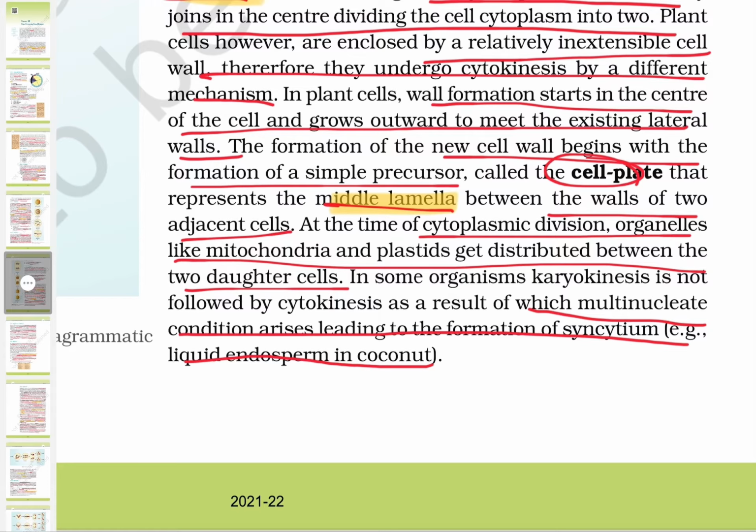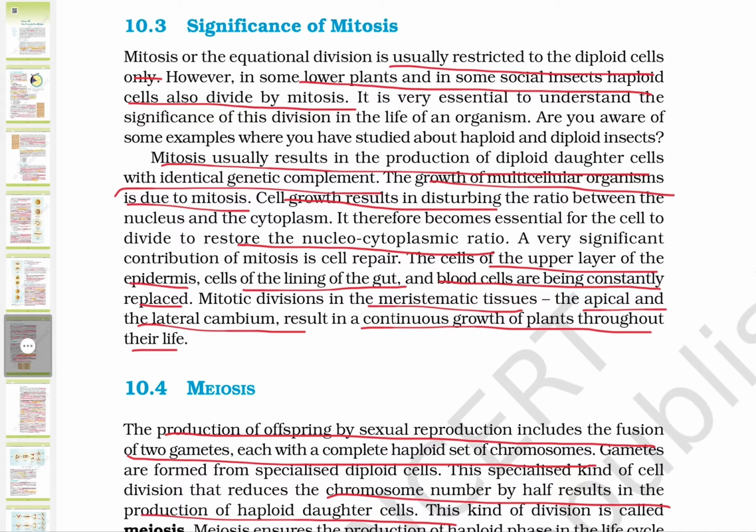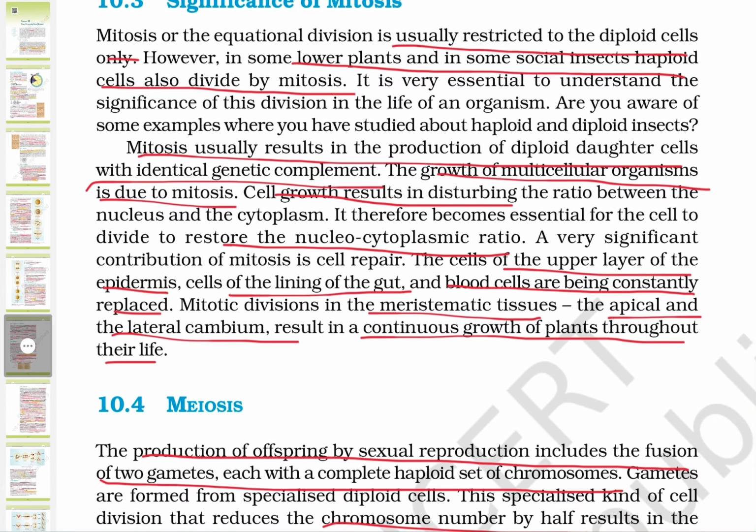Mitosis is usually restricted to diploid cells only, but some lower plants and some social insects they also divide by mitosis. It results in the production of diploid daughter cells with identical genetic component. Genetic component identical रहता है and the growth of multicellular organisms is also due to mitosis. Cell growth में जो disturbance होती है रेशियो में न्यूक्लियस और साइटोप्लाज्म की, वो रिस्टोर कर देता है माइटोसिस. And the cells of the upper layer of the epidermis and the cells of gut, blood cells जो कि constantly replace होते हैं, या फिर meristematic tissues, apical and lateral cambium, result in the continuous growth of the plants throughout life. So mitosis इन सब में help करता है.